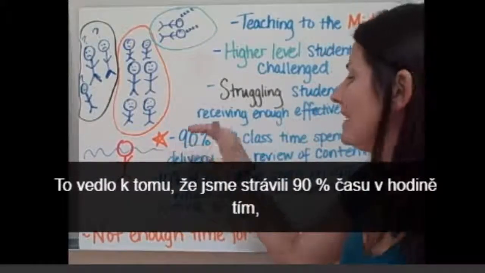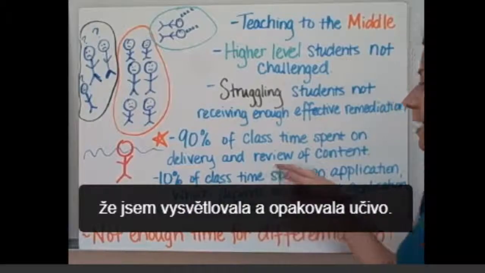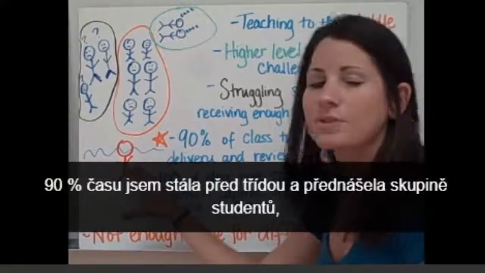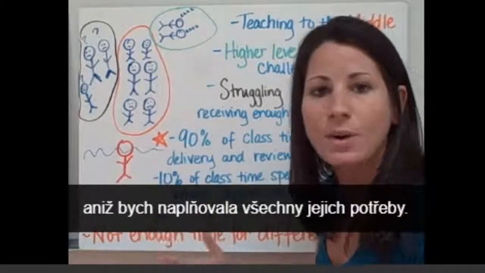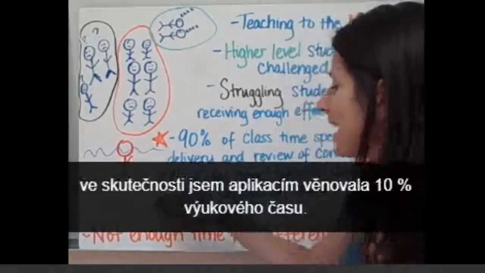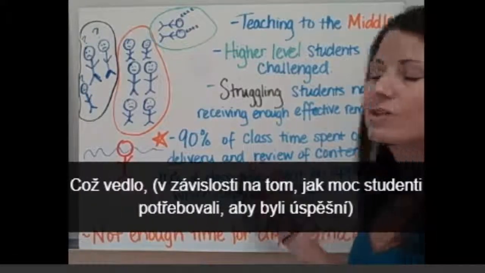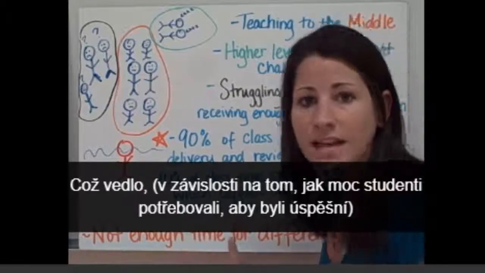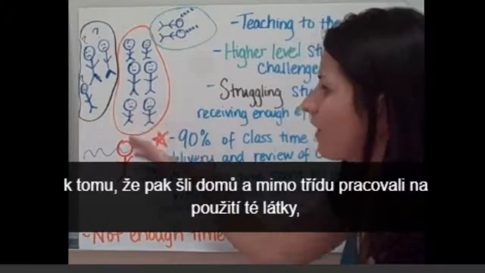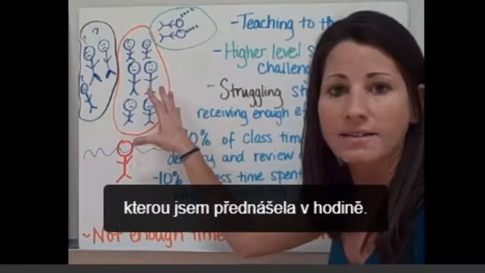This led to a 90% use of class time being spent on delivery and review of content. 90% of the time I was at the front of the classroom lecturing to a group of students, and I wasn't meeting all of their needs. 10% of class time was actually spent on application, which meant that, depending on the students, they had to go home or outside of class and work on applying the concepts that I was giving out in class.